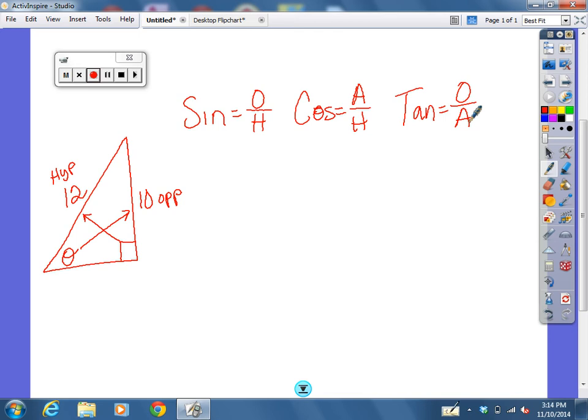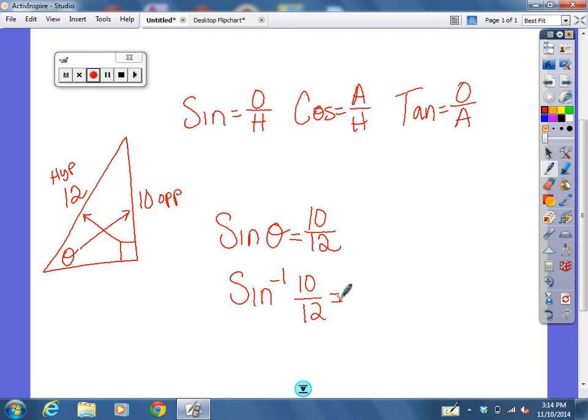So I have sine of theta is equal to my opposite over my hypotenuse. To find the angle, since I'm using sine, I will use the sine inverse of 10 over 12 and get my answer. I'm going to type this into my calculator: second sine 10 divide 12, and that gives me an angle of 56 degrees. I'm going to use the whole number. So I have found my angle of 56 degrees.